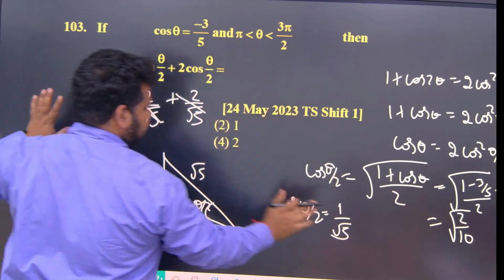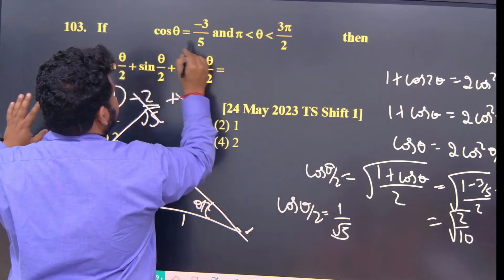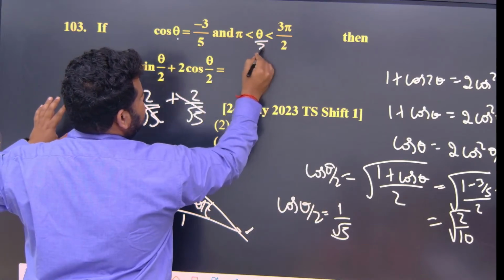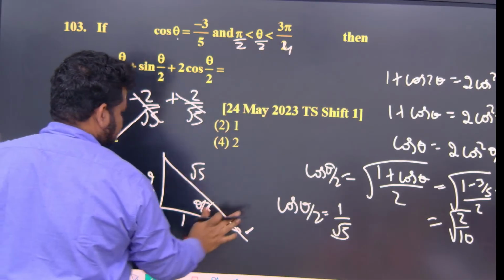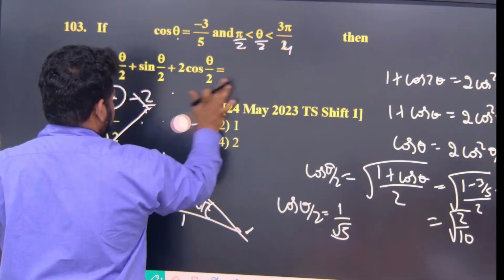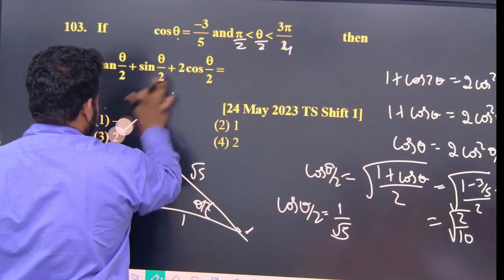Observe carefully now. So, if this is theta, if I do theta by 2, this will be pi by 2. This will be pi by 4. Now observe. Now you will get clarity. Now let us write it like this. Answer is 2 only. I will explain again.